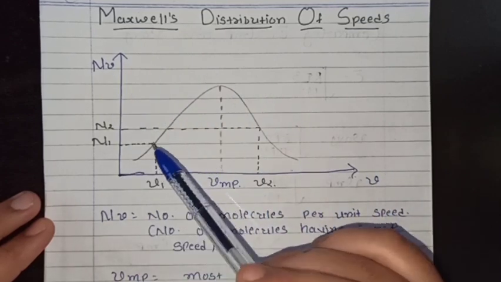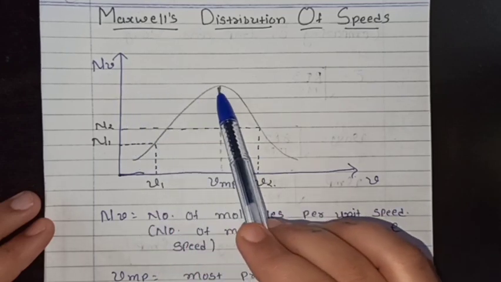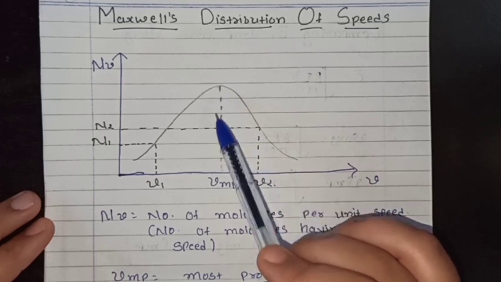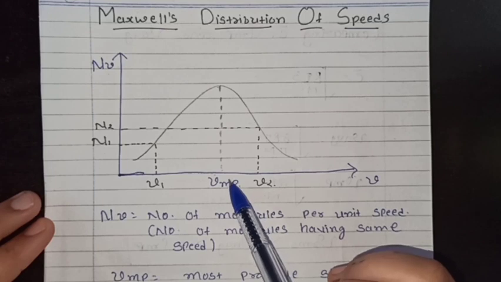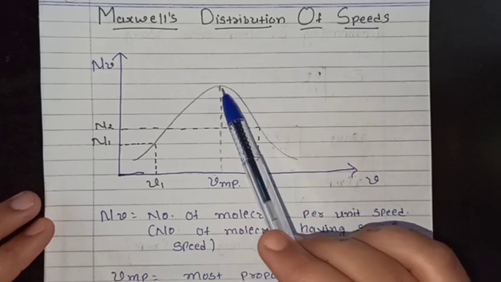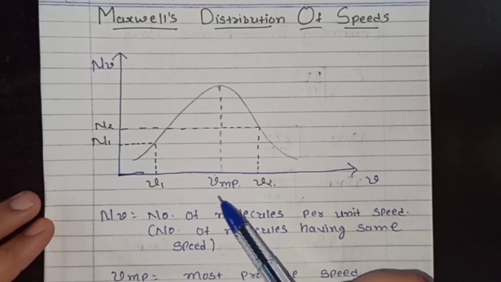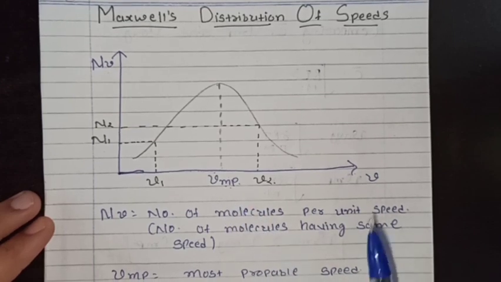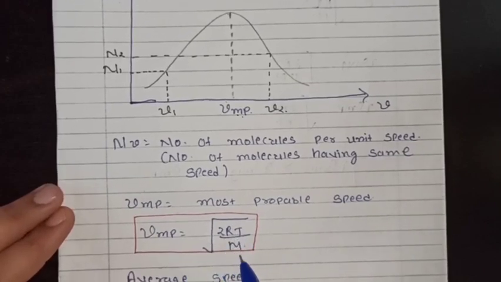From this graph we can see that there are some molecules having a common speed. At this point, this speed is most used by the molecules. The number of molecules having this speed is very large, so we can say that this is the most probable speed of the molecules. Vmp stands for most probable speed and it is given by under root 2RT by M.